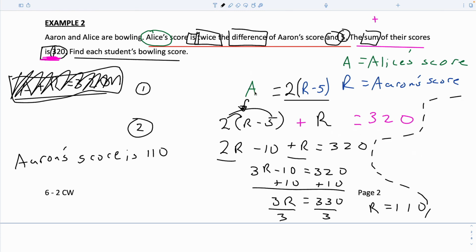Alice's score is over here. It says that A equals 2 times Aaron's minus 5. So let's use that to get Alice. Alice equals 2 times Aaron's score, 110, minus 5. You end up with 2 times 105. And Alice ultimately won because her score is 2 times 105. That would be 210.